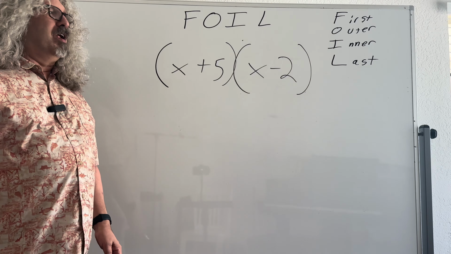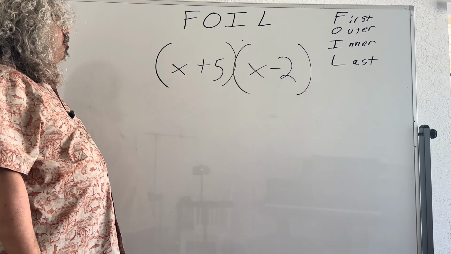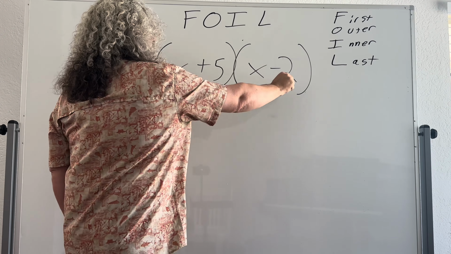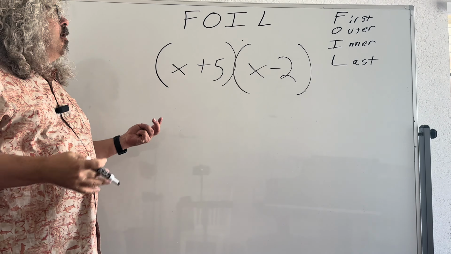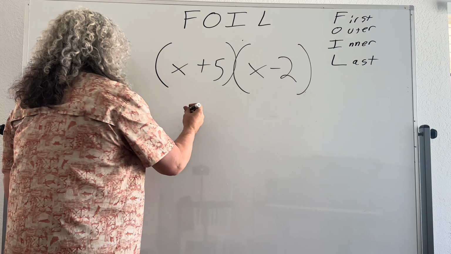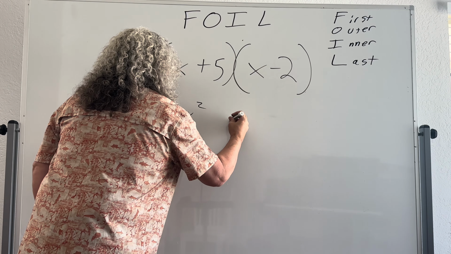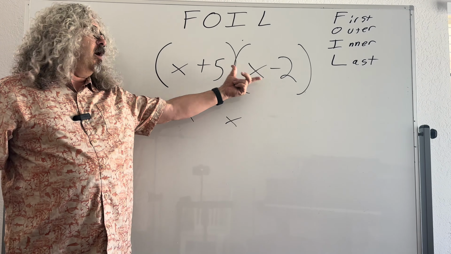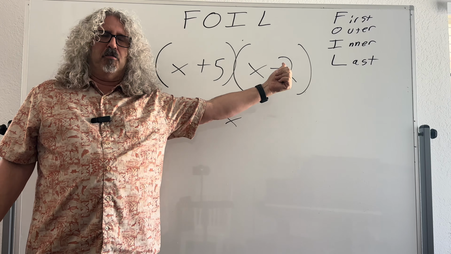All right, I got a new one up on the board, and I wrote them nice and big for you to see. Okay, now I can go first, outer, inner, last, and we will just to help you out. But looking at that last method, I know there's going to be an x squared, and I know there's going to be an x, and I know there's going to be a number. That's how these will all come out when there's x plus something, x minus something.